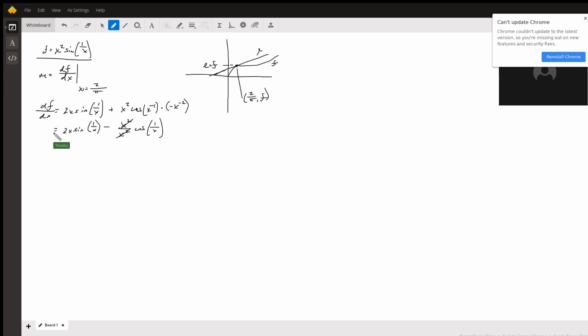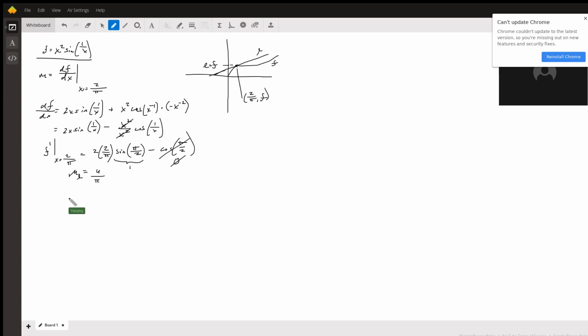Now, if we're going to evaluate this, if we're going to say f prime at x equals 2 over pi, this is simply going to be 2 times 2 over pi times sine of pi over 2, because x is on the bottom and it just flips, minus cosine of pi over 2. This cosine goes to 0, and this goes to 1. So we're just left with 4 over pi is equal to the slope of the tangent line, which we'll call ML.